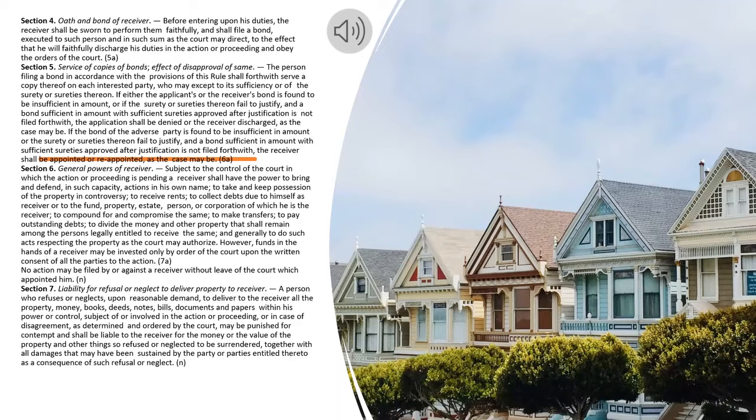However, funds in the hands of a receiver may be invested only by order of the court upon the written consent of all the parties to the action. No action may be filed by or against a receiver without leave of the court which appointed him.